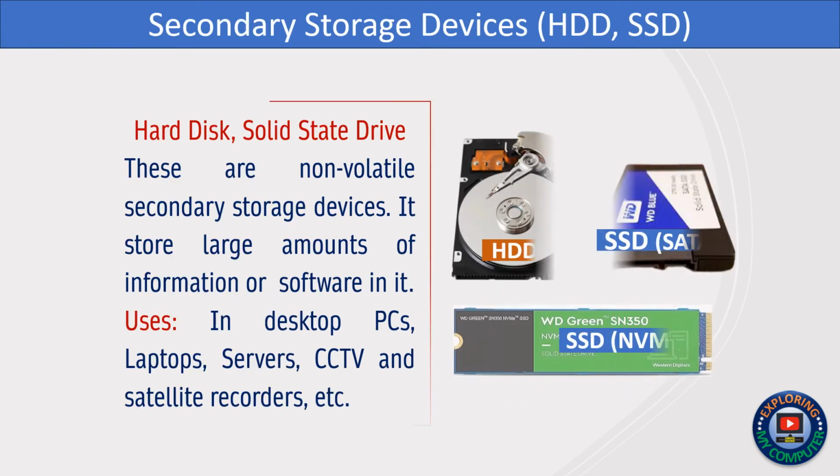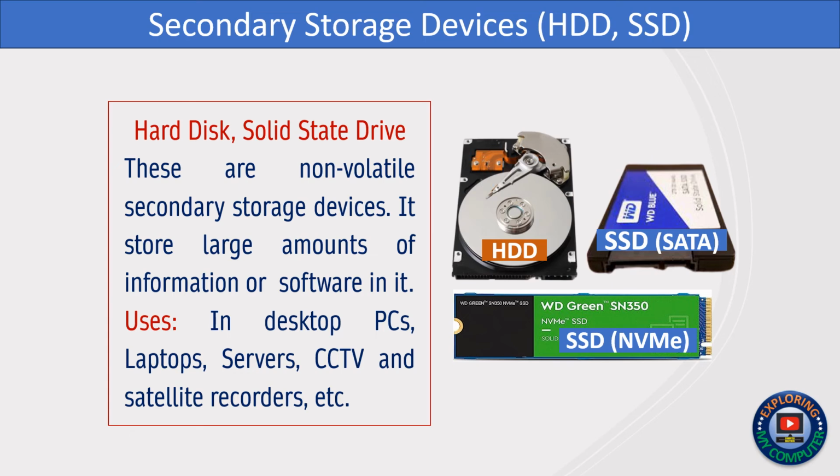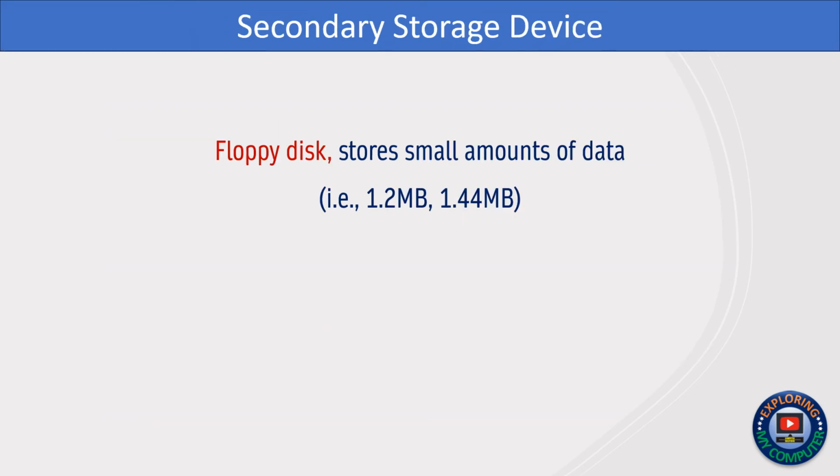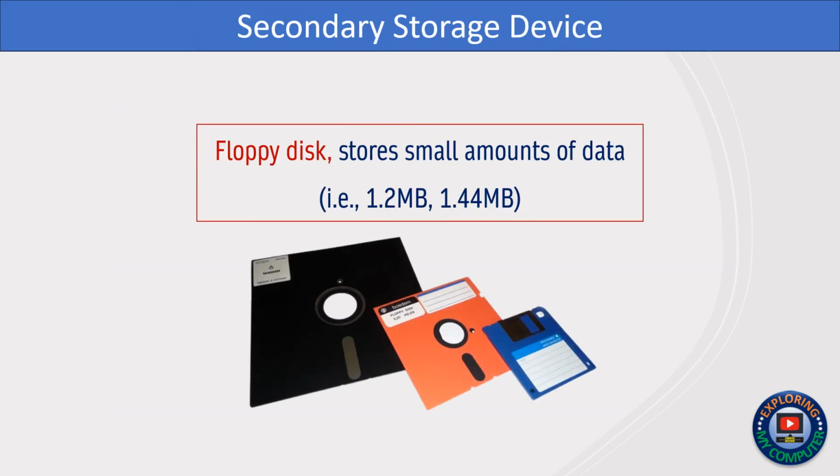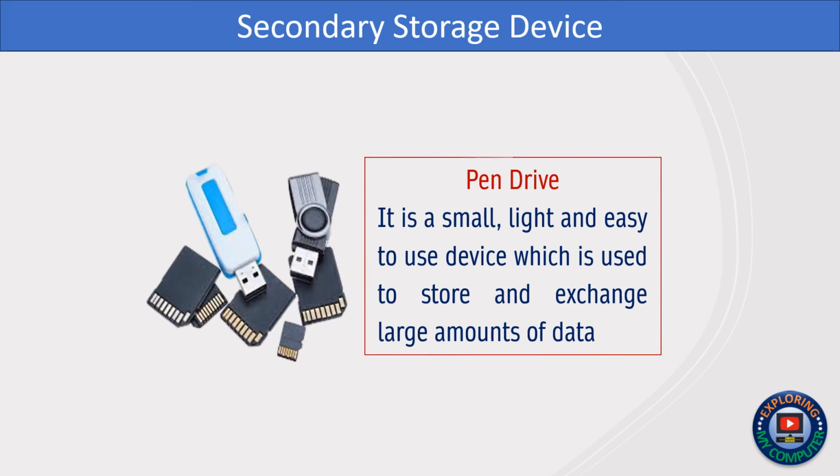Hard disk or solid-state drives: these are non-volatile secondary storage devices. They store large amounts of information. These are used in desktop PCs, laptops, servers, CCTV and satellite recorders, etc. A floppy disk stores small amounts of data. A pen drive is a small, light and easy to use device which is used to store and exchange large amounts of data.